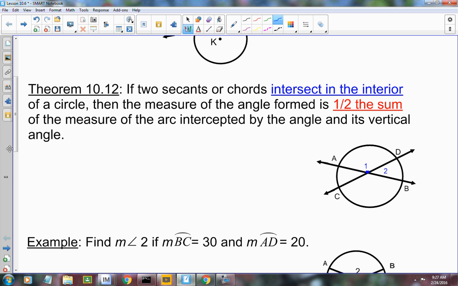And so what happens when you have these two secants that intersect inside the circle is that the angle formed is half the sum of its arc and the arc of its vertical angle. So the measure of that angle 2 is 1/2 the sum of its arc, which is BD, and the arc of its vertical angle, which is AC.